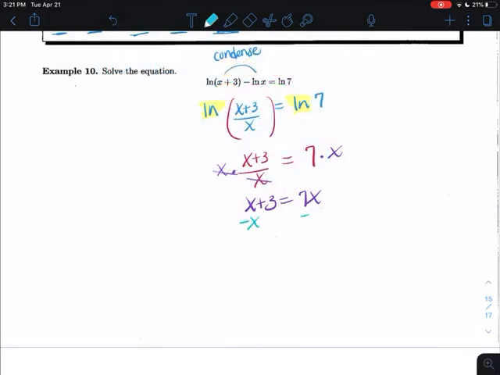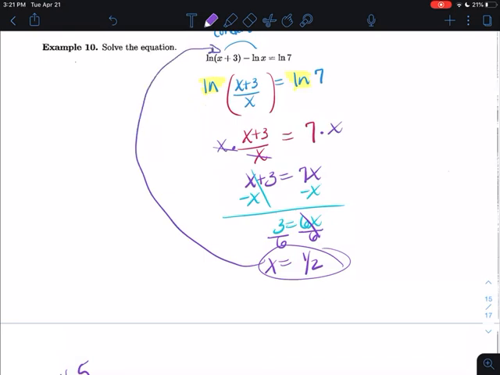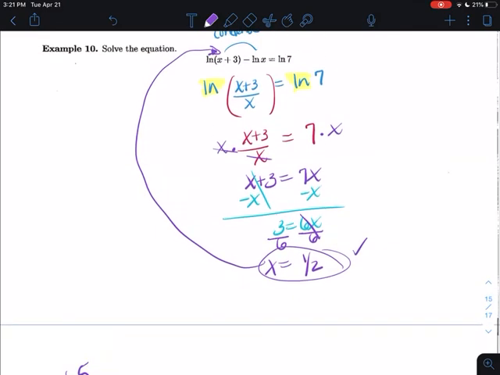To get x by itself, I'm going to subtract x from both sides. So 3 equals 6x. And then to get x by itself, divide both sides by 6. So I get x equals 1 over 2. Again, just like before, you want to check to make sure that when you plug that x value into that parentheses, you don't get 0 and you don't get a negative number. All right, and so this checks out as my final answer.